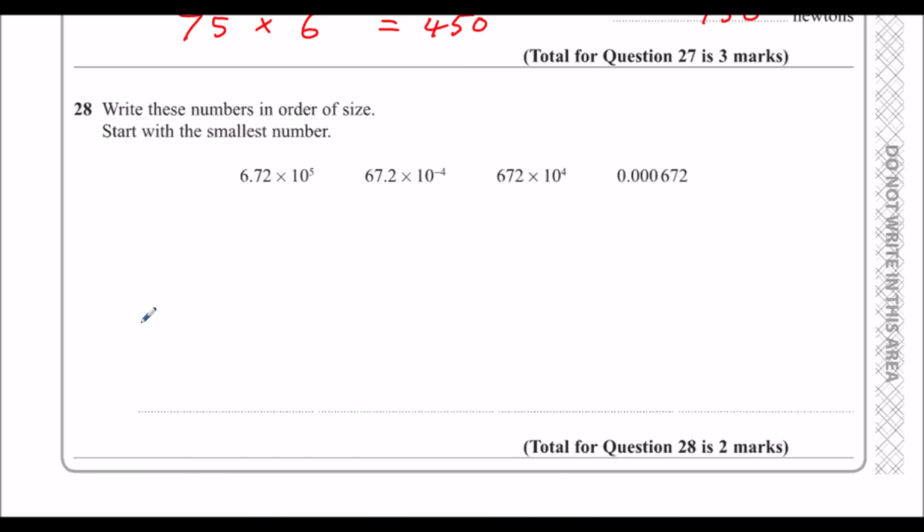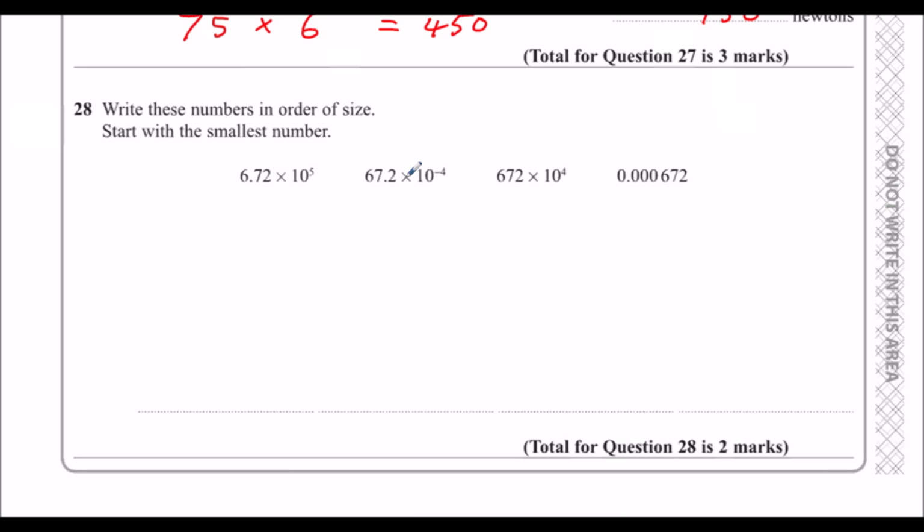Question 28. Write these numbers in order of size. Start with the smallest number. So I guess we write them all in standard form, or write them all as ordinary numbers, and then we can compare them. 6.72 times 10 to the 5. I'll leave that. I'll put them all into standard form.